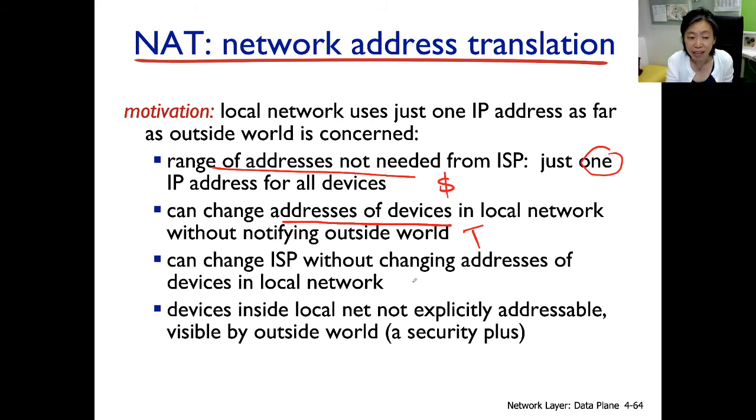Third benefit. If the ISP is not providing good enough service, we can actually switch to a different ISP. And the IP addresses we have on the local machines, we don't have to reconfigure them. We just stay using the same fake subnet address, fake IP addresses.